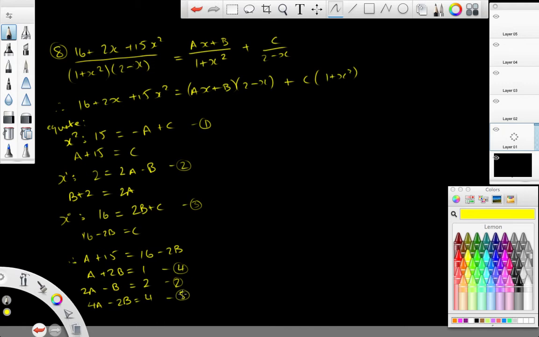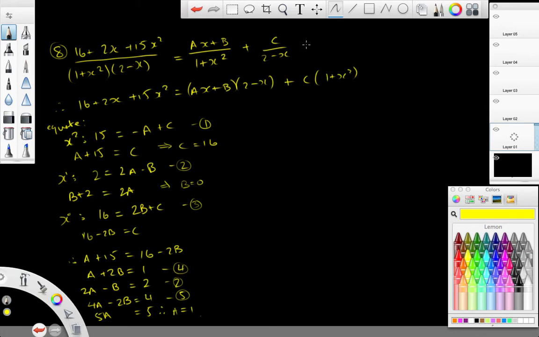And if I just add together 5 and 4, I will get a, and 4a is 5a. 2b minus 2b is nothing, so that's equal to 5. So therefore, you can say a equals 1. Now coming back to this equation here, a plus 15 equals c, we can say therefore c must equal 16. And here we had 2a is equal to b plus 2, so a is equal to 1, so b plus 2 equals 2, so b must equal 0.